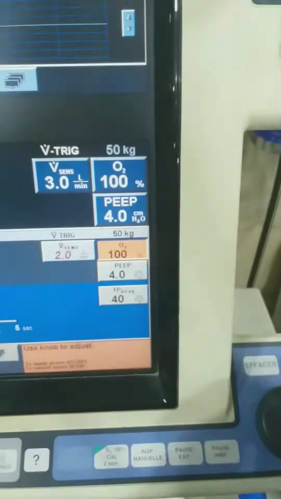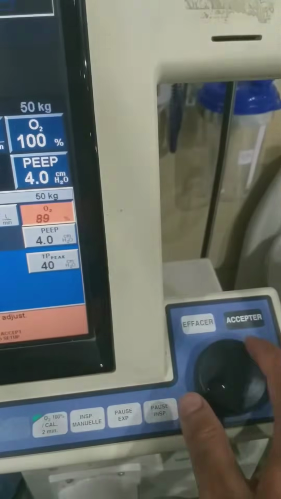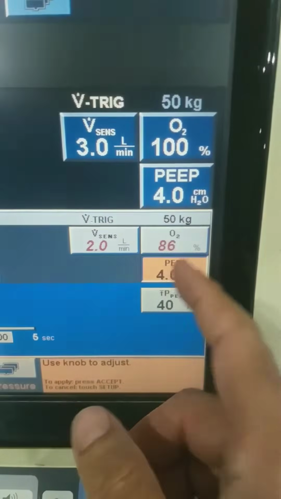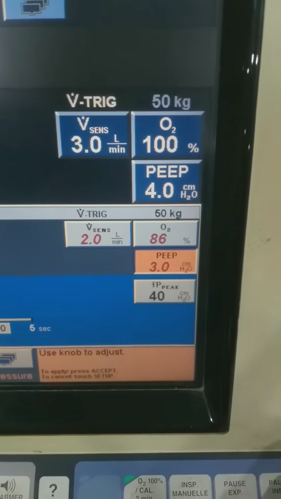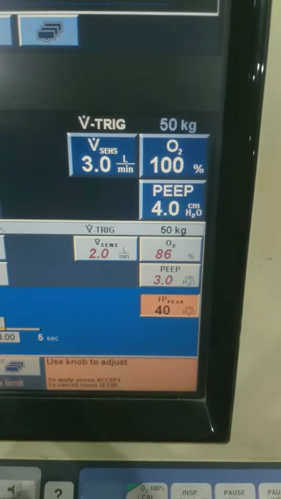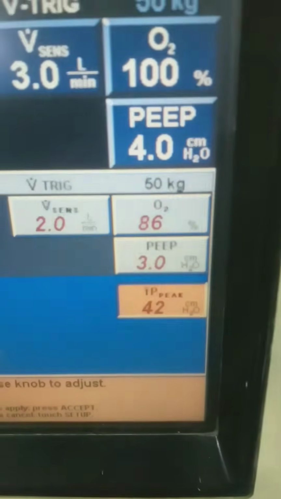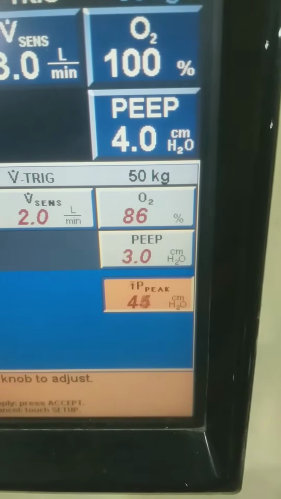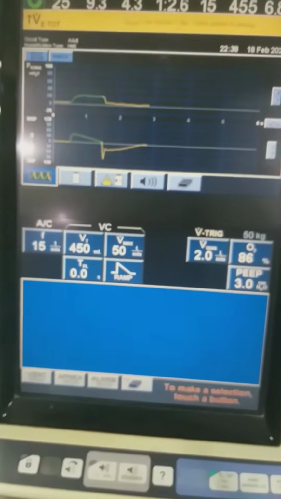This is actually FiO2. We can dial it up and dial it down, and we selected a trigger sensitivity of 2, and this is PEEP. We can make it 5, and we can make it 4, 3, 2 by dialing it clockwise or anti-clockwise. And this is the peak pressure, or the inspiratory peak pressure limit, which we shouldn't cross. This is an alarm setting of the volume control, assist control, volume control. So it's a lung protective way of ventilating. Then we accept it by this button.